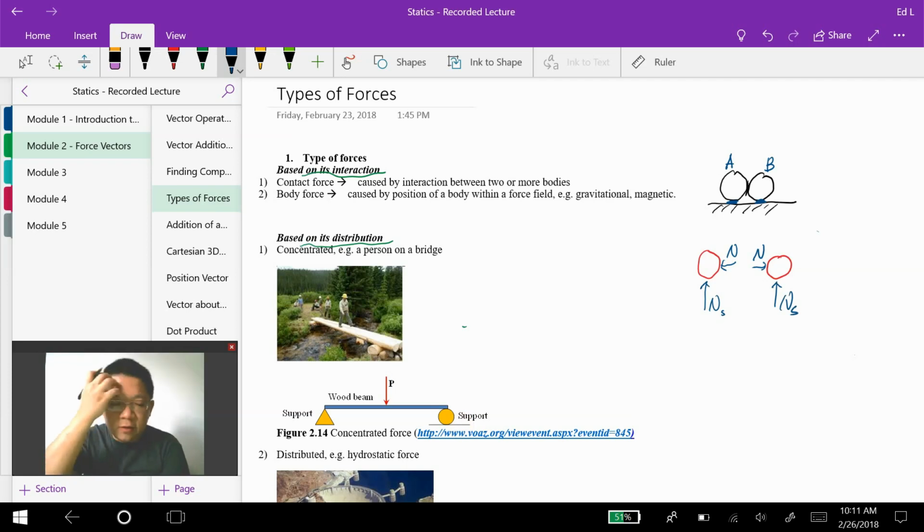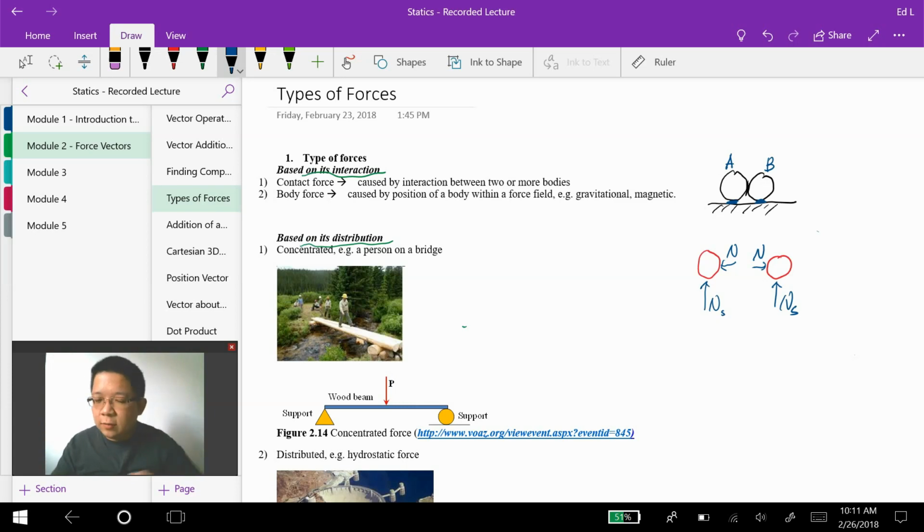The second type of force based on its interaction is body force. Body force is caused by the position of a body within a force field. So what is a force field? One type of force field is gravitational, and another type is magnetic. Whenever a body is located in a force field, for example, this pen right here is located in the gravitational force field, there will be a force on this body, and that force is basically a gravitational force.